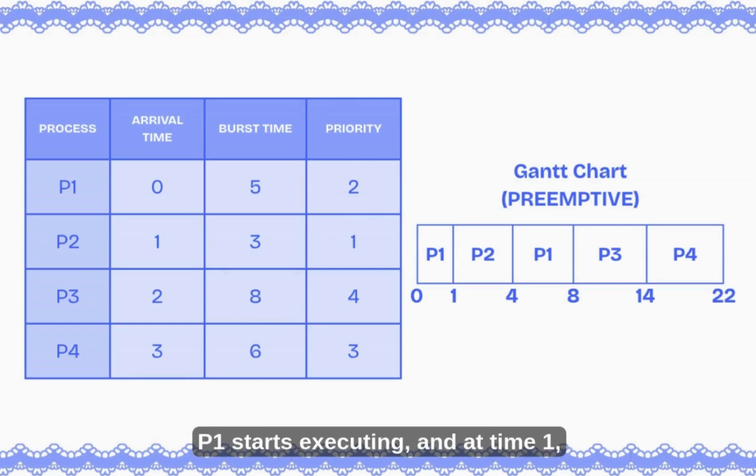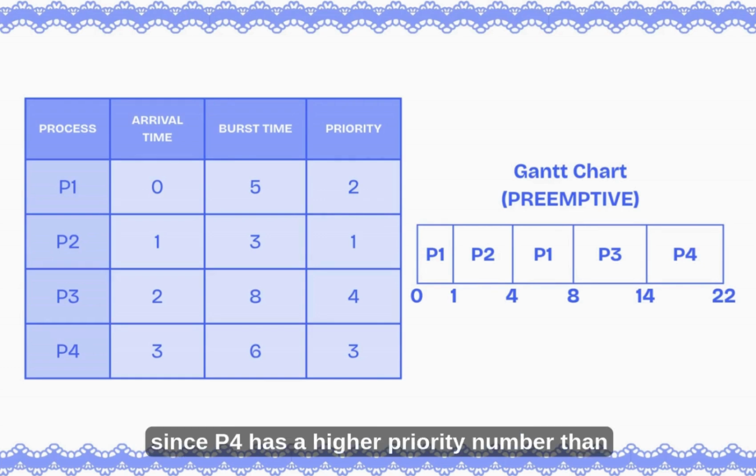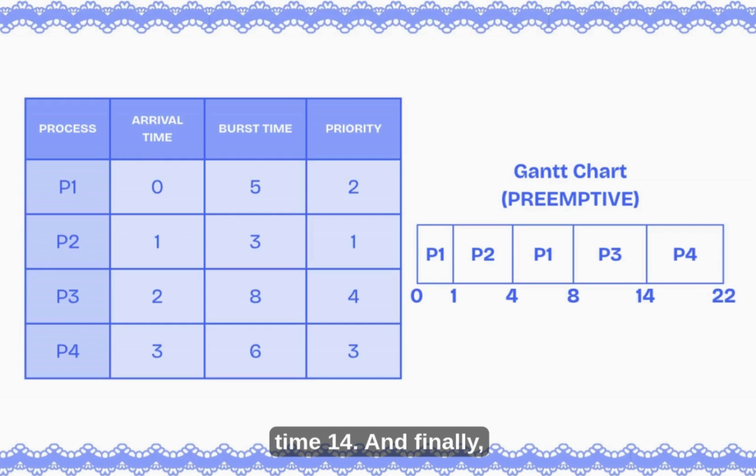At time 0, P1 starts executing, and at time 1, P2 arrives with a higher priority number, so it preempts P1 and takes over the CPU. P2 then runs until completion at time 4, and then the CPU is returned to P1, which finishes at time 8. Next, since P4 has a higher priority number than P3, P4 will run first until completion at time 14, and finally, P3 with a priority number of 4 runs until time 22.